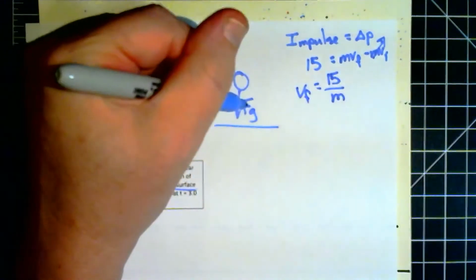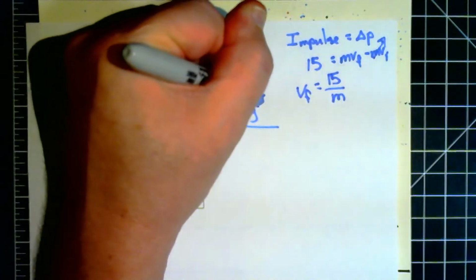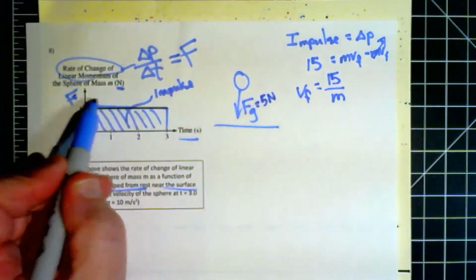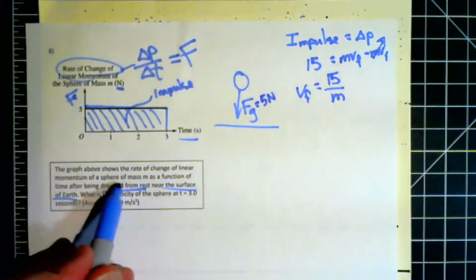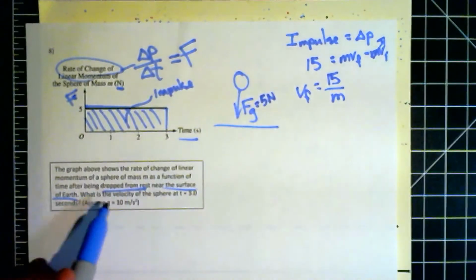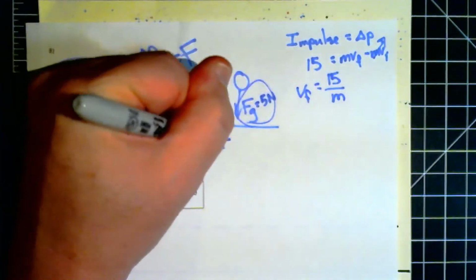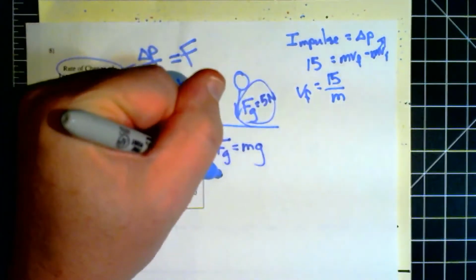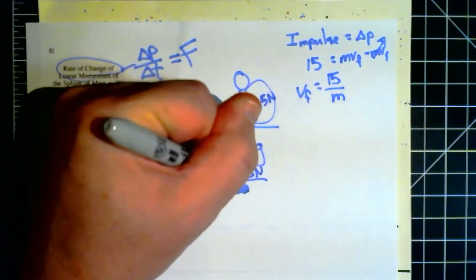Well, I know what the force of gravity is. It's 5 newtons. Because that's what this term is, the rate of change of the linear momentum of the sphere of mass m. It is being pulled by gravity because it's being dropped from rest. So I know what the force of gravity is. It's 5 newtons, and that's just mg. So therefore the mass is just 5 newtons divided by g.